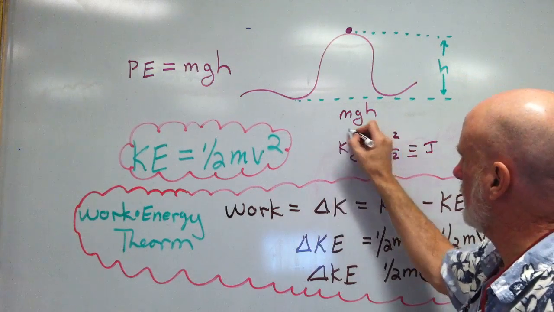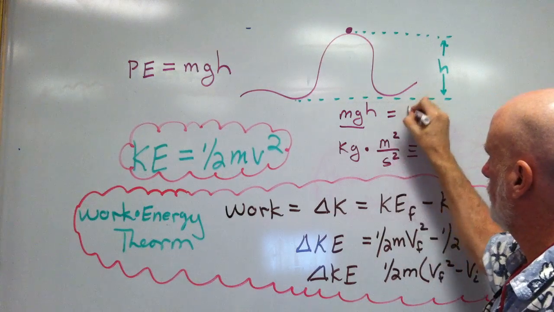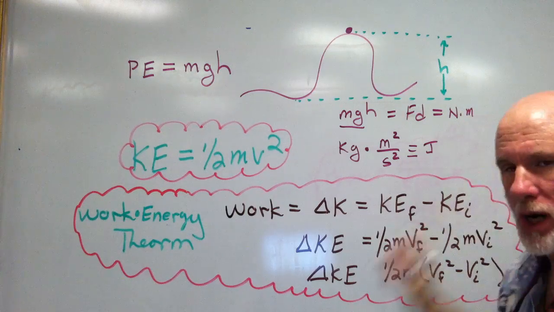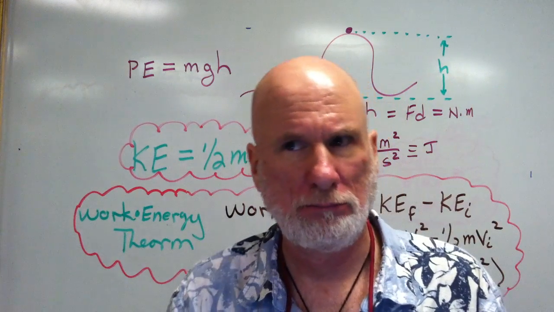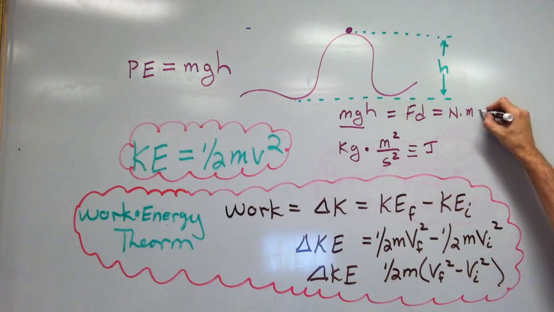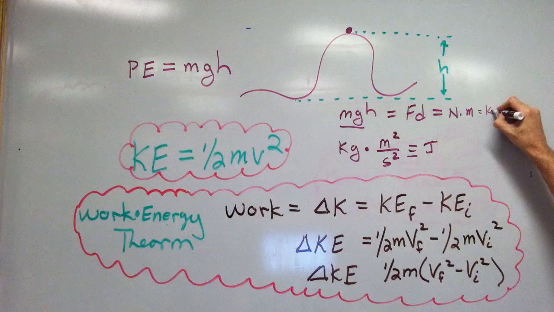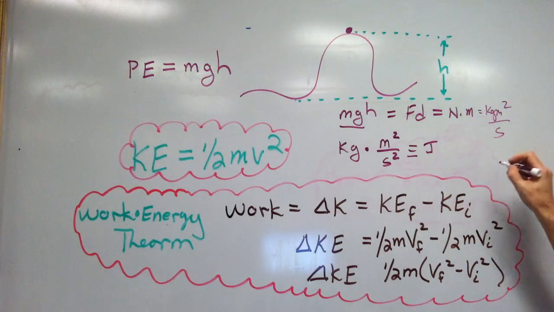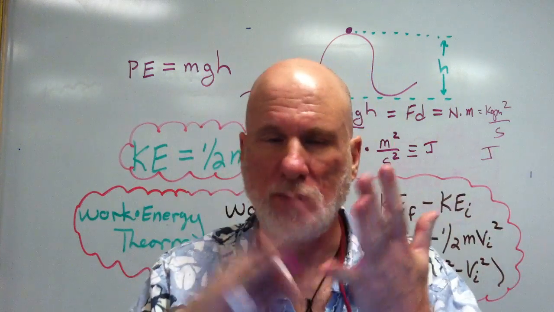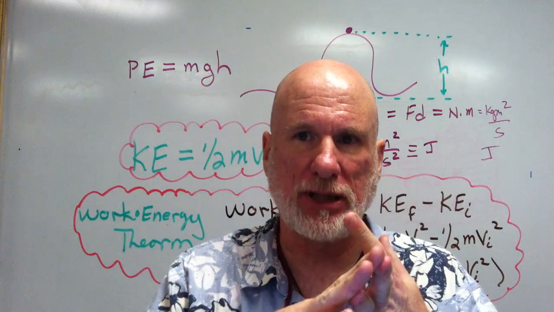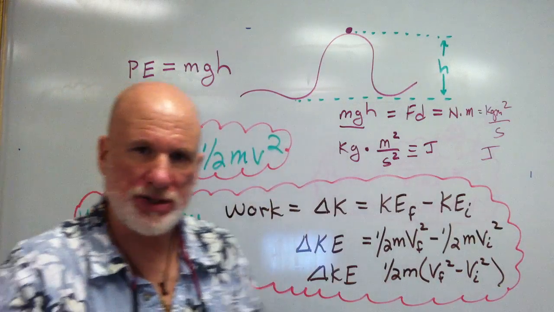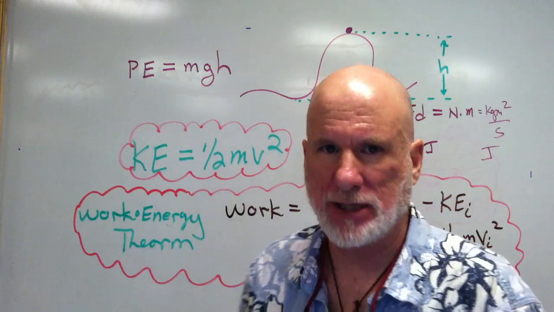And this is actually force times distance, or newton meters, or kilogram meter squared per second squared. Same thing as joule, right? So, work, kinetic energy, potential energy. Look at this again if you have to. It's all the same. Kilogram meter squared per second squared, okay?